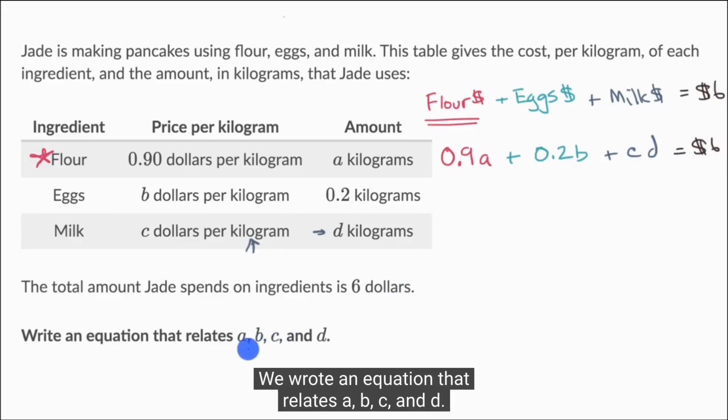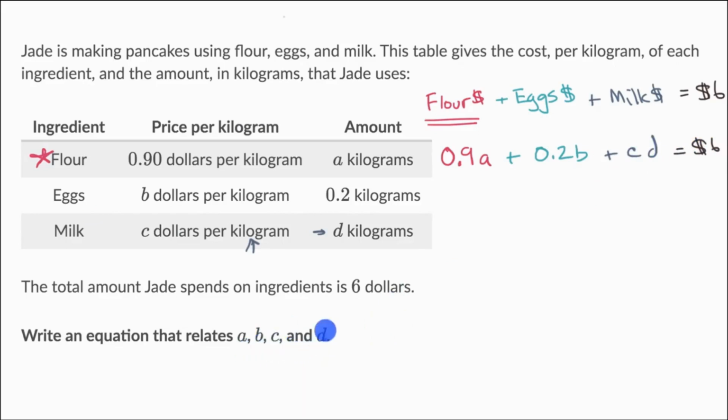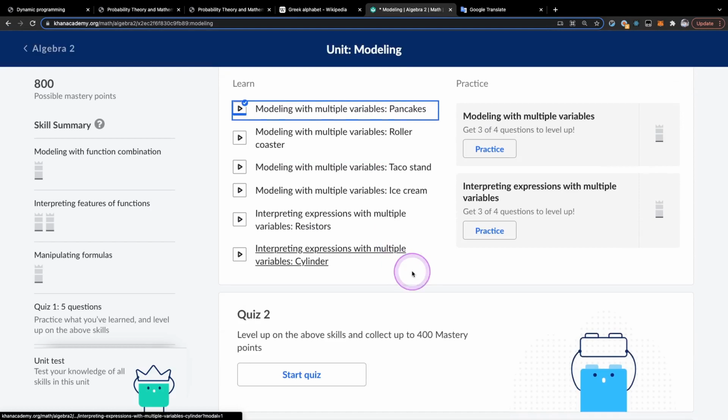We wrote an equation that relates A, B, C, and D. This is simple. All right, so how about we just get into the last one, because I don't want to waste that much time on this.